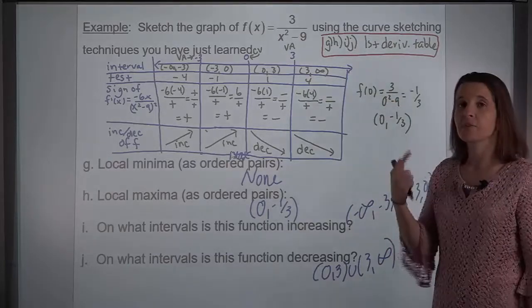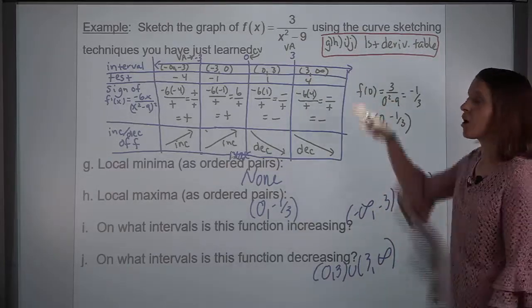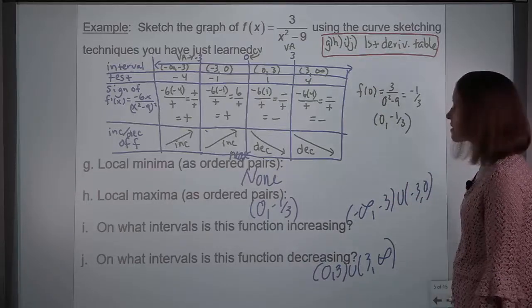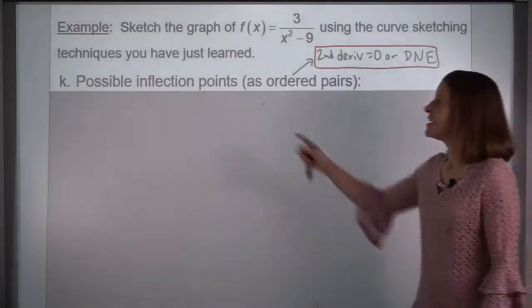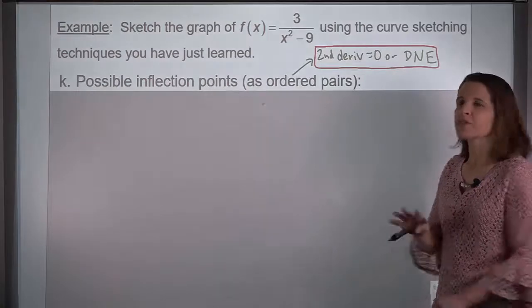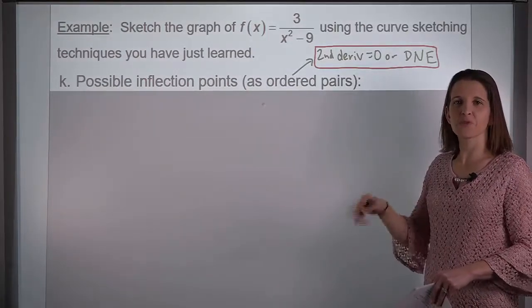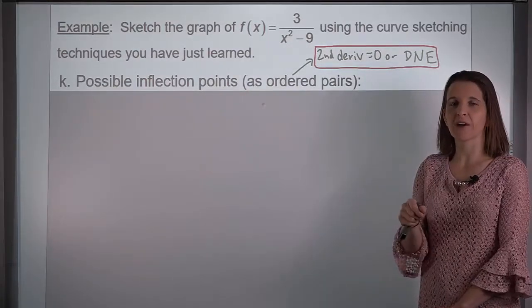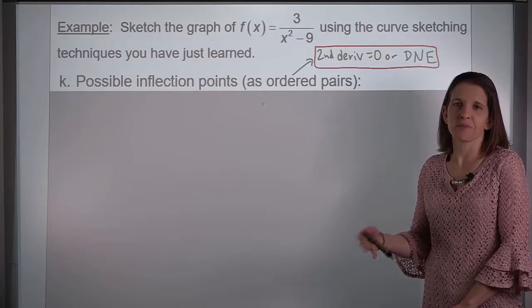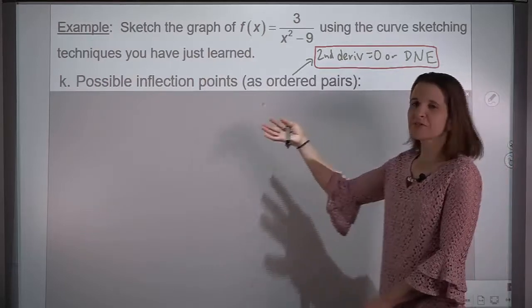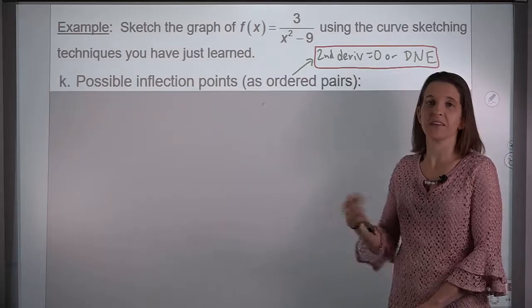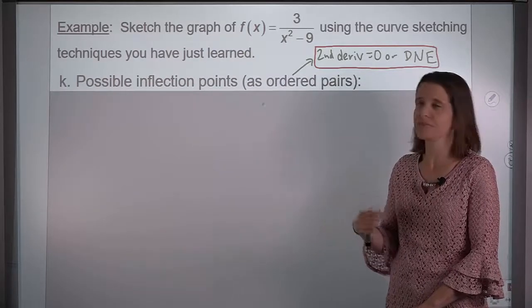So again, local mins, local maxes, increasing and decreasing are all accomplished with the first derivative table. The next part you would read is possible inflection points. So remember that we don't have two different words in second derivative world, right? In first derivative world, we have critical value, which means a possible max or a min, and then if it turns out to be a max or a min, we call it that. In second derivative world, we don't have two different names, so we just have a possible inflection point, and then if concavity actually changes there, then we say it's an inflection point.